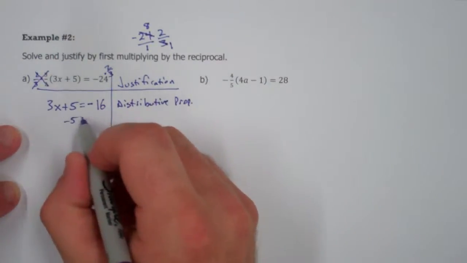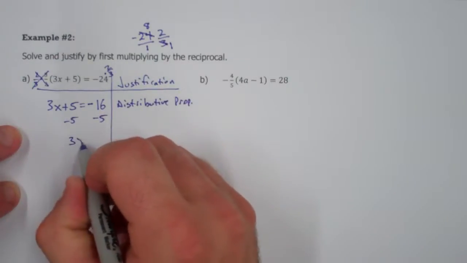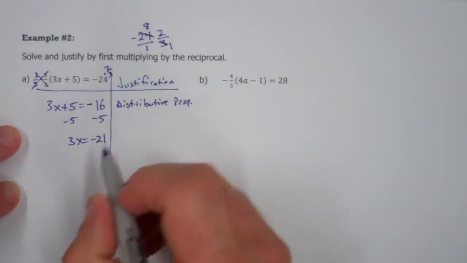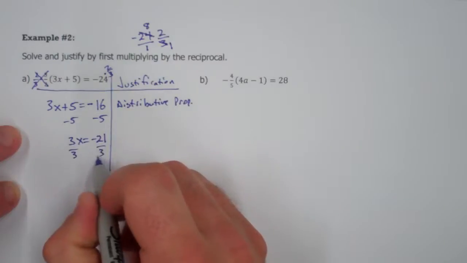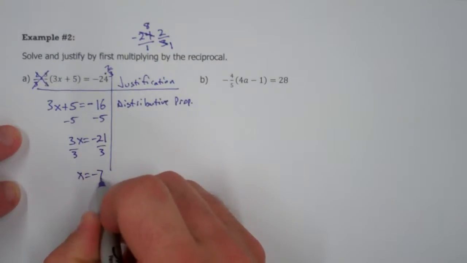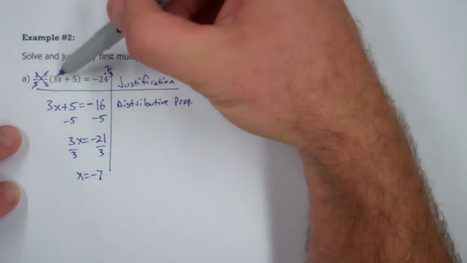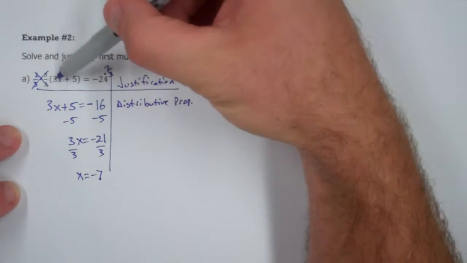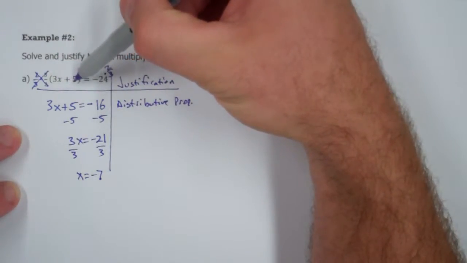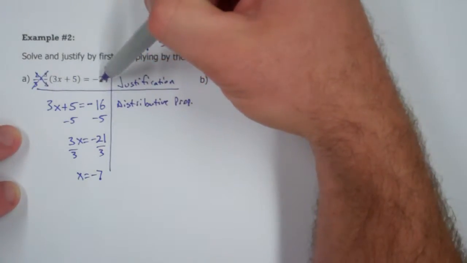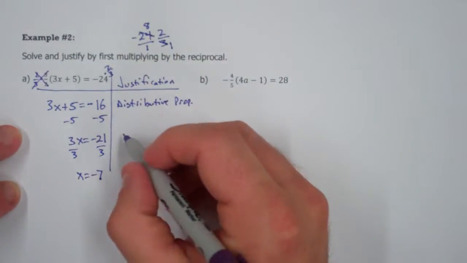To solve this one, we'll subtract 5 from each side, and then divide by 3. So x will be negative 7. If we plug negative 7 back in, we'd have negative 21, plus 5 would be negative 16, and 3/2 of negative 16 would be negative 24. So this one does check.